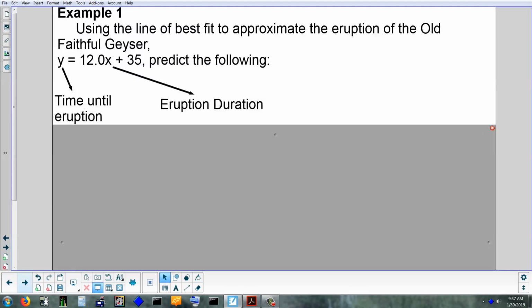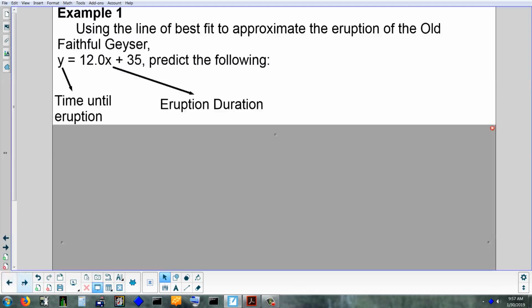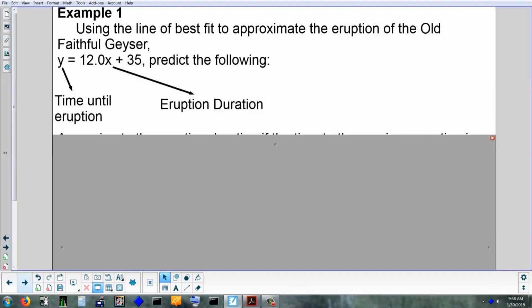Okay. Yeah, right? If we go back, it's going to be an interpolation, right? Because we're using the equation to approximate. We're trying to get it pretty exact. All right? So give me the information. Let's see what we're asked to do.